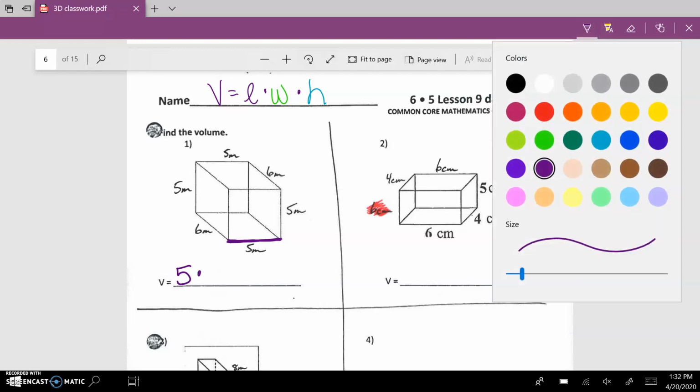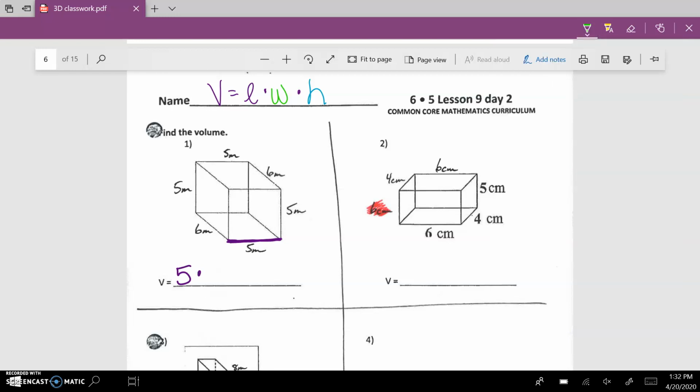Times the width, which I'm doing in green here. Width is like how thick something is. So imagine how much space it would take in between your fingers to hold something. Your binder is probably thicker than, say, a notebook you have. It takes up more space. So this would be our width, so it'd be times 6.